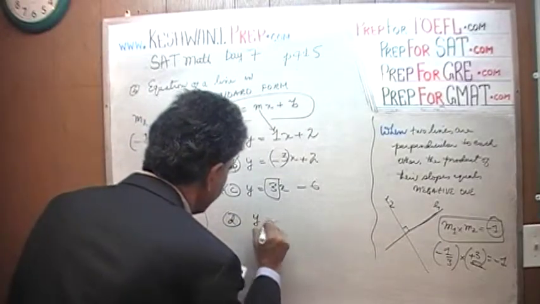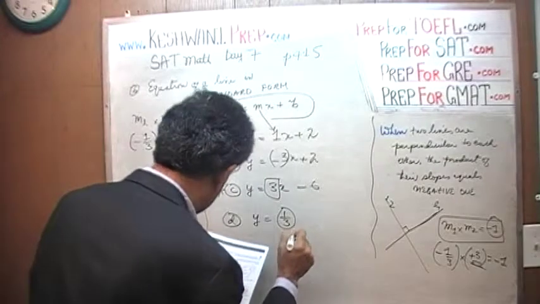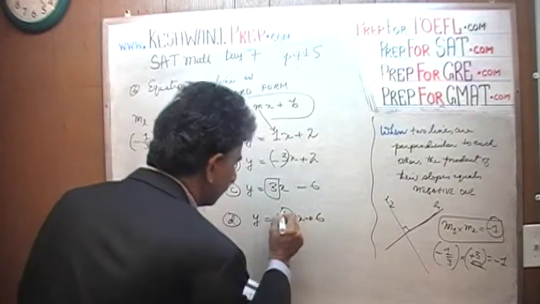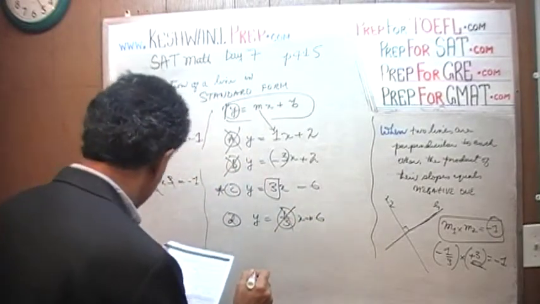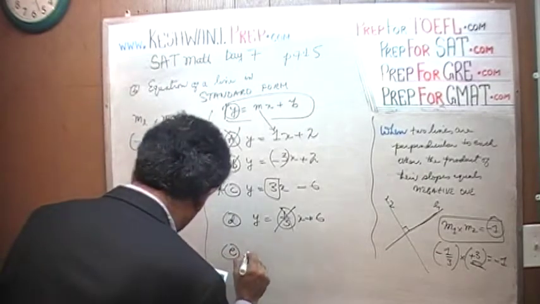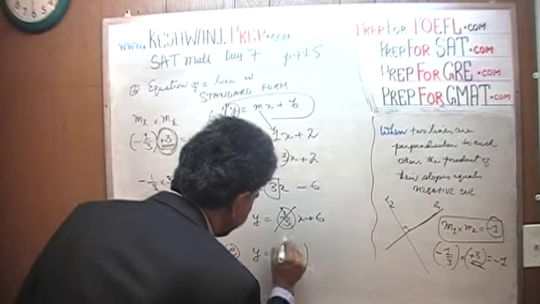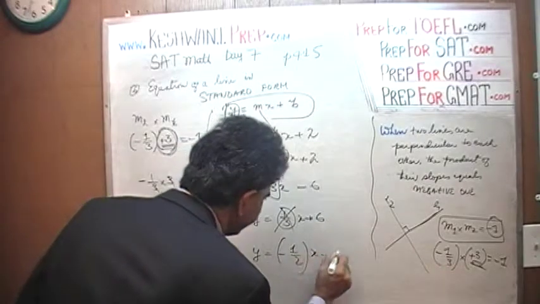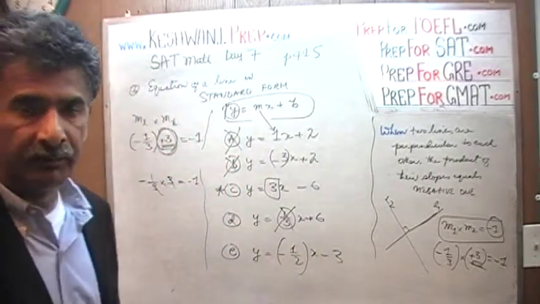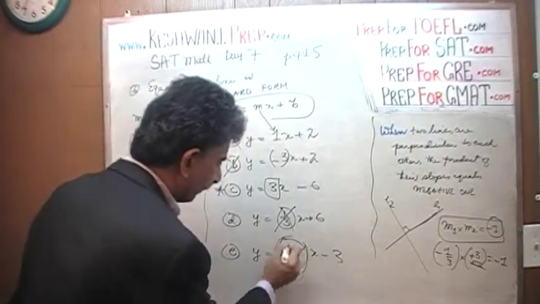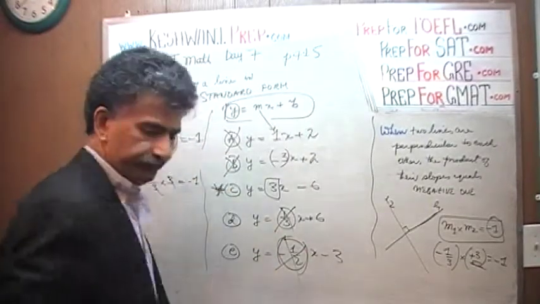In answer choice D, the slope is 1/3. That's no good. We're not looking for a slope of 1/3. And answer choice E is even more insane, because it has a slope of negative half. That's not good. The answer is C.